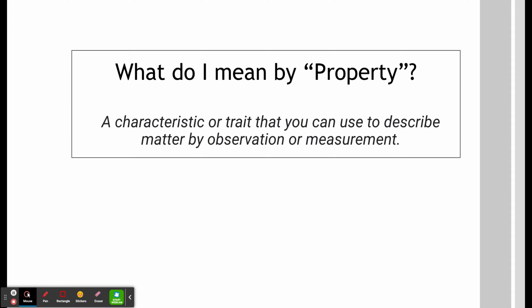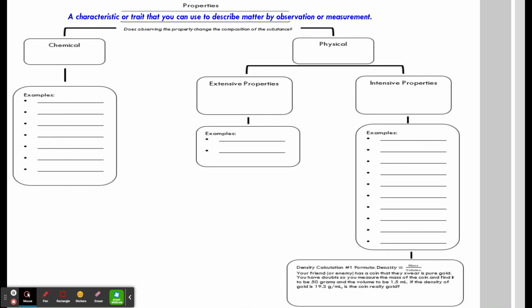So what do I mean when I say property? It's a characteristic or trait that you can use to describe matter by observation or measurement. In simple terms, it's just something a substance can do. That's basically it. It's a characteristic of a substance. So how shiny it is, how strong it is, how magnetic it is, those are all properties. It's something that it can do or something that describes what it looks like.